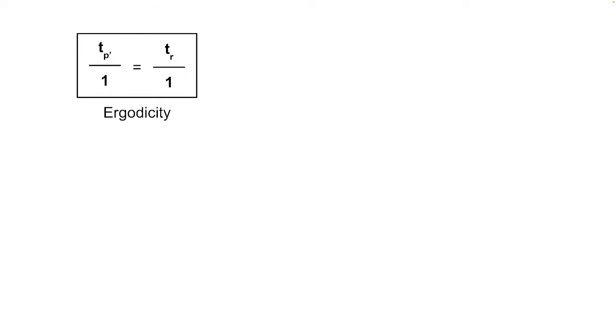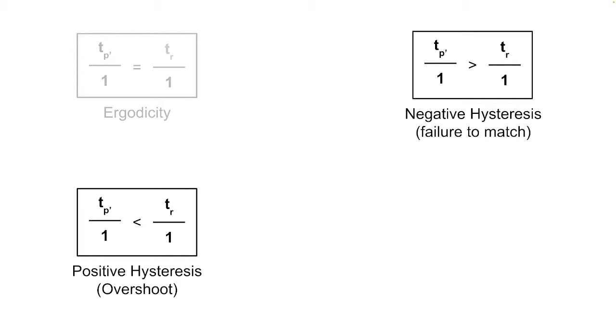We have 4 conditions that we can have. We have ergodicity, we have positive hysteresis and negative hysteresis. Positive hysteresis is an overshoot of the original trajectory, and negative hysteresis is a failure to match the original trajectory.